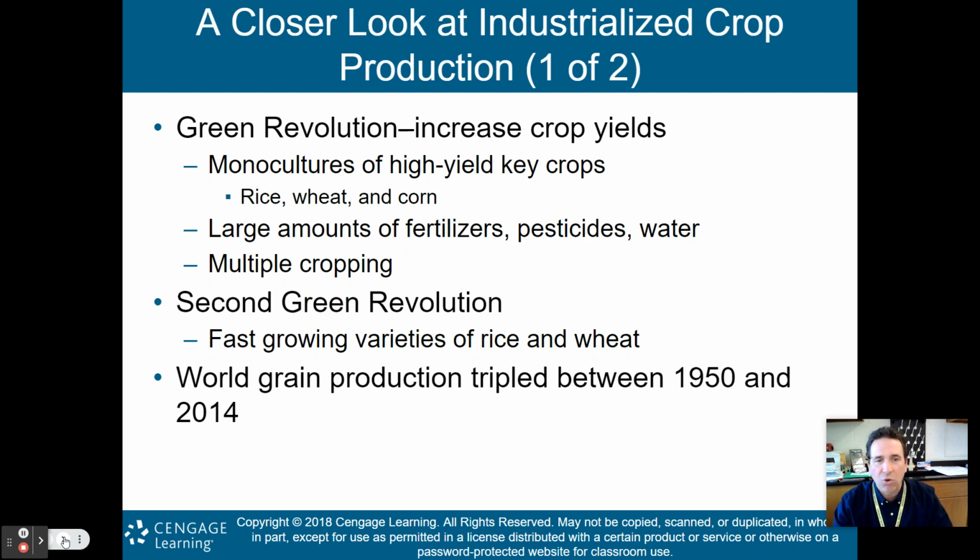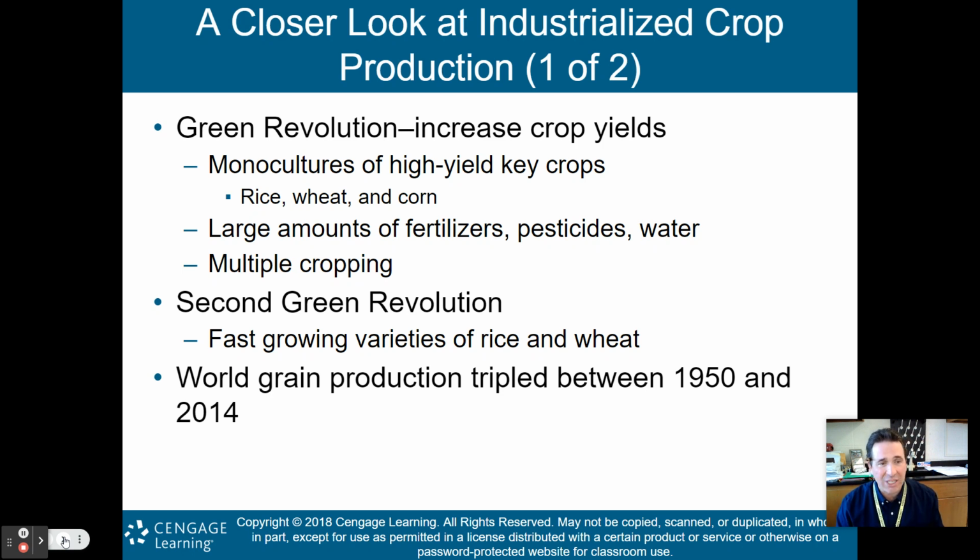We had multiple croppings going on, right? You're harvesting multiple times throughout the year. And it really actually worked in the sense that we were able to increase those crop yields and start reducing the amount of undernourished people on this planet. That was the first green revolution.